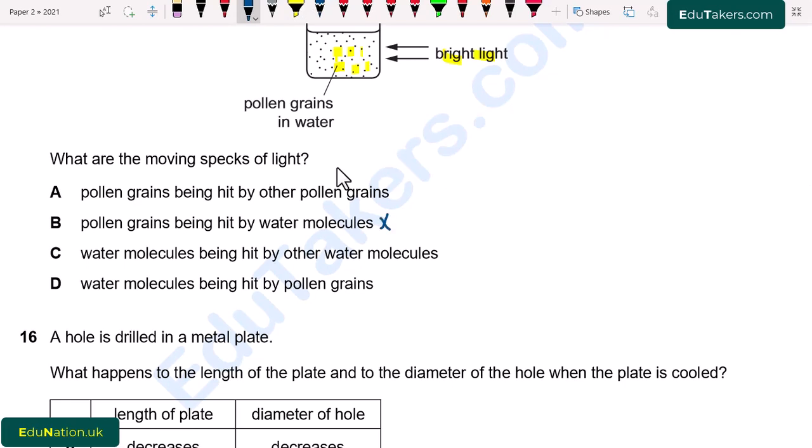C, pollen grains being hit by water molecules. So this is correct because the pollen grains are in water. So the pollen grains being hit by the water molecules, it is correct.